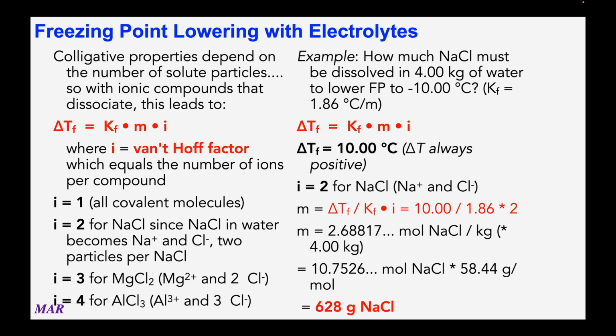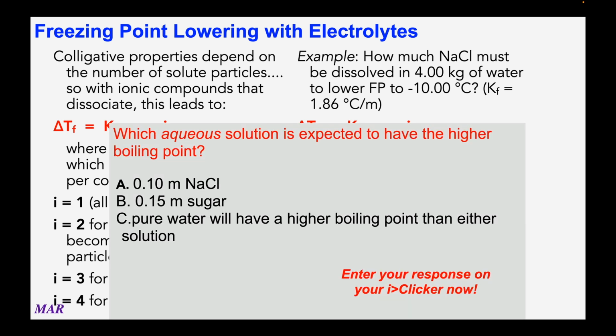So in this question, it says which one will have the higher boiling point? And there's pure water, there's the sugar, and there's the NaCl. All right. Well, delta T, which is the change to the boiling point, equals K times m times i. Remember that. Pure water should have the lowest of the boiling points. All right, boiling points will get higher in solutions, not lower. So answer C is out.